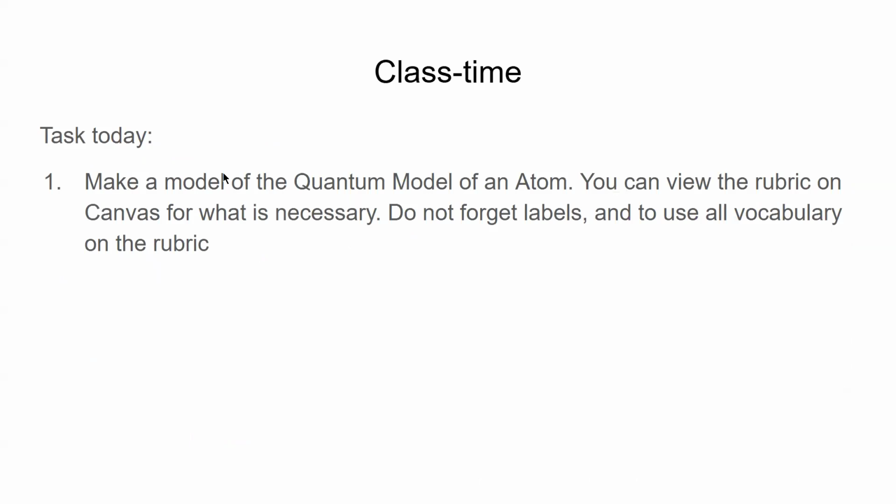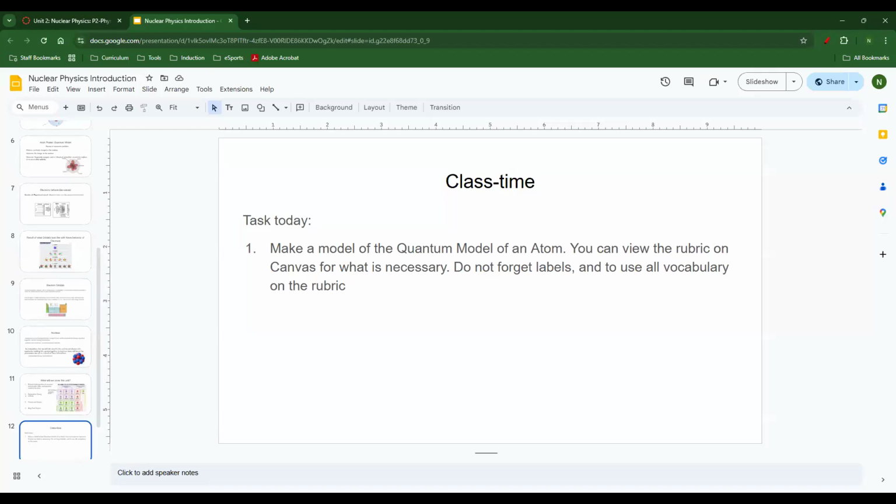So your task today will be to make a quantum model of the atom, and you can view the rubric on Canvas. And then there is also a reading the periodic table quiz that you will take. It's only 18 questions. Make sure you do that. Take a screenshot of your final score and then post it on the necessary assignment on Canvas. So those are your two tasks. Good luck. See you soon.